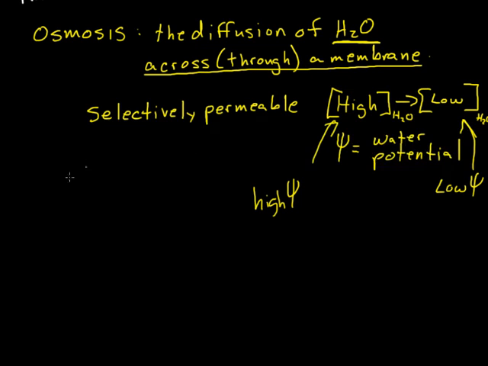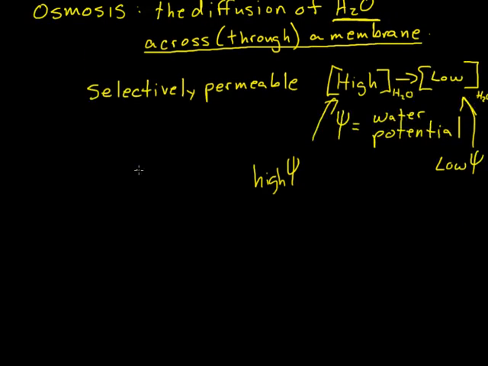So, in order for osmosis to occur, just like diffusion, we have to have a gradient. And so osmosis will continue along its gradient until the concentration on both sides, or the potential on both sides, is equal, or we reach equilibrium. So let's draw an example here.